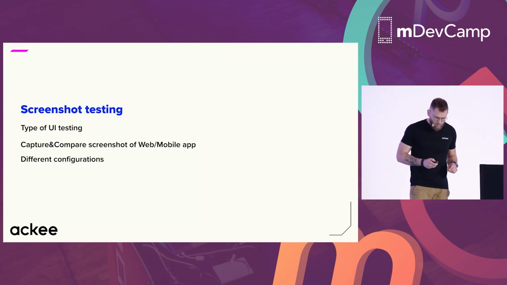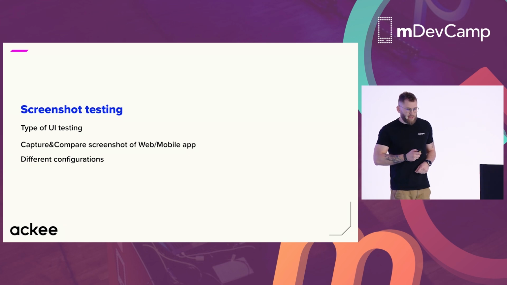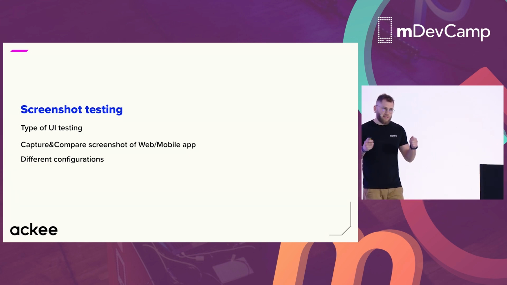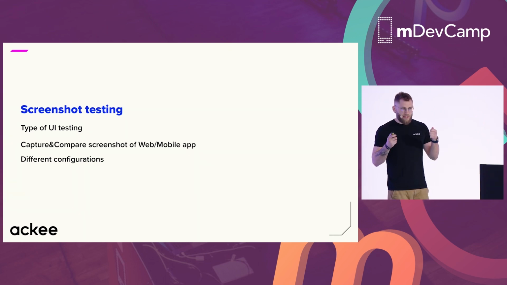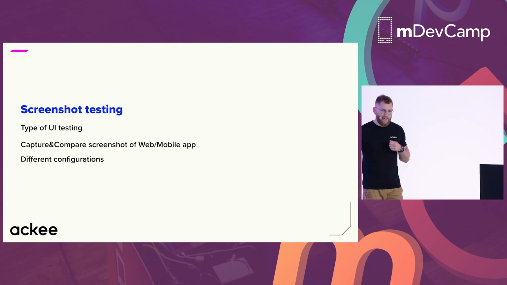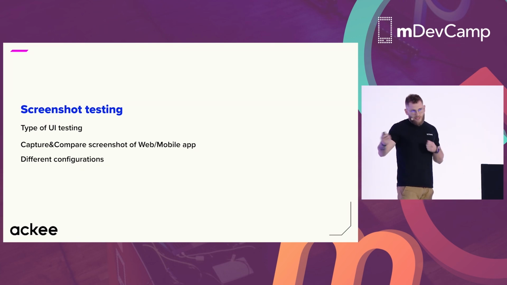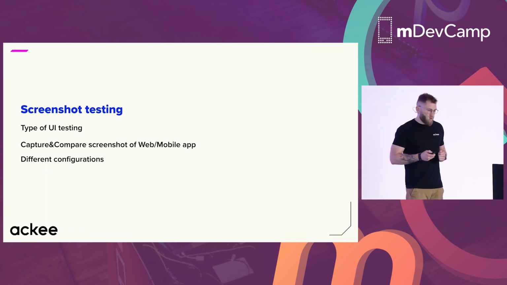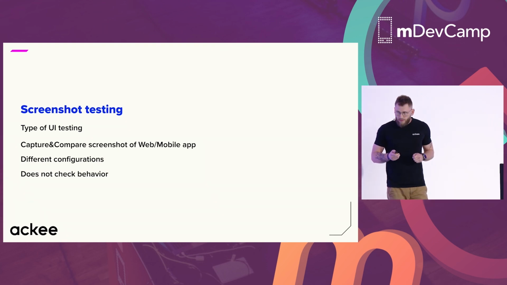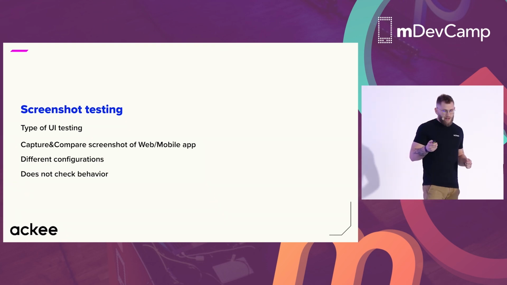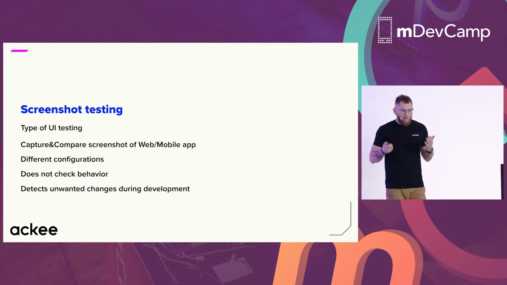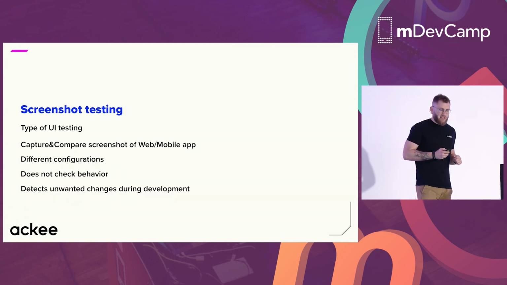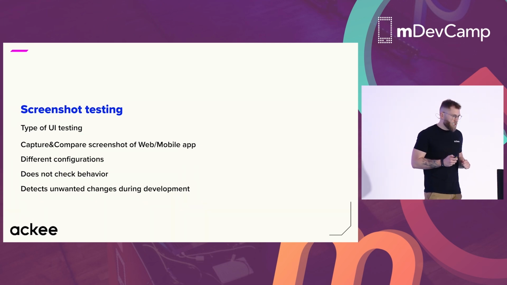Also, the idea is that you can take this picture under a different configuration, so you can take a look at how this screen looks on a different Android version, on a different locale, in a different mode, you can test light or dark mode, and so on. This, of course, doesn't check any behavior. It's only based on the comparison of the images, but it detects the unwanted changes just like any other testing.